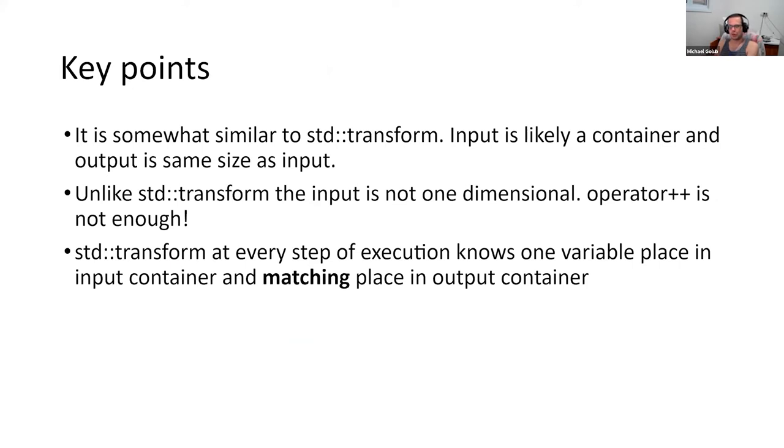Remember std::transform: you receive a range, and you get an output iterator, and what you output is basically a container of the same size as the input. This is a bit similar, because you have a graph with a given set of vertices, and you output the answer for the same vertices.